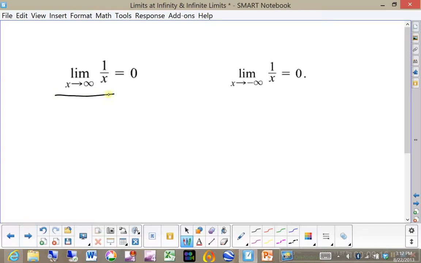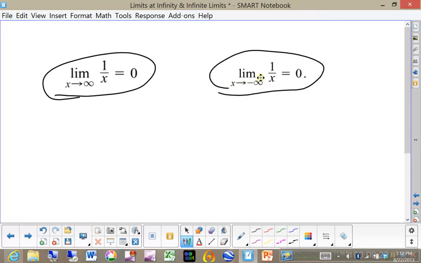And that is just what we have right here. The limit of 1 over x as x approaches infinity is 0, and the limit of 1 over x as x approaches minus infinity is equal to 0.